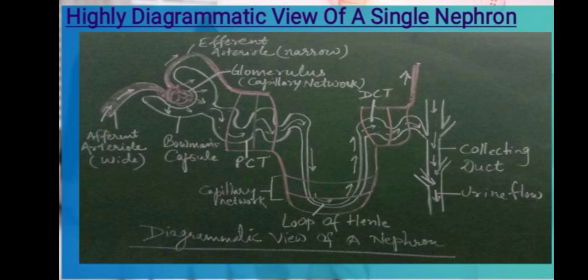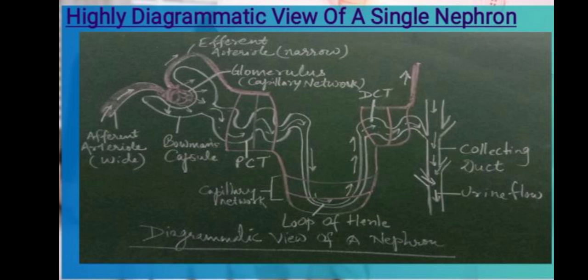PCT continues into the loop of Henle, which is a U-shaped part of the nephron and which is not convoluted at all. As you can see here, it has a descending limb and an ascending limb.